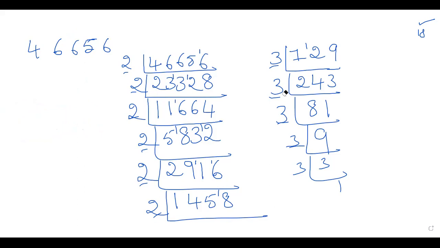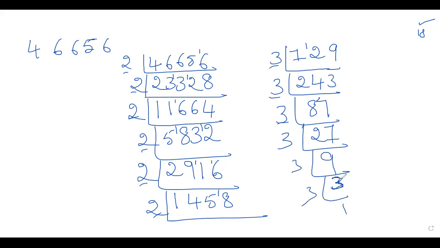Listen here. See here we have 81, right? Three nines are 27, so I made a small mistake. The problem went wrong. Three twos are six. Remainder is two. Three sevens are 21. Three nines are 27. Three threes are 9, 1.